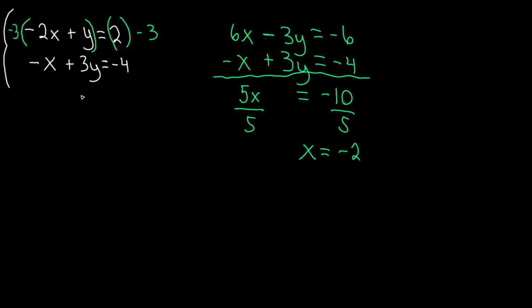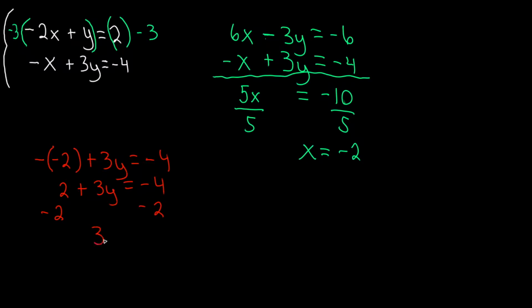Now we can plug that -2 into any of our equations. We'll do the bottom one. So we have negative times our x, which is -2, plus 3y equals -4. Negative times -2 is just positive 2, plus 3y equals -4. Subtract out our 2 on both sides to get 3y alone. We're left with 3y equals -6. Divide out the 3. 3's cancel. And we're left with y equals -2.